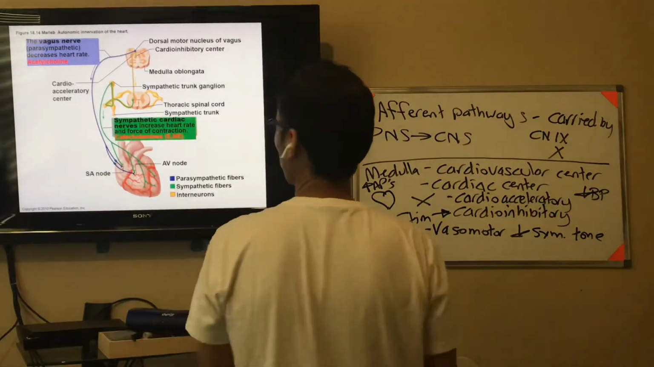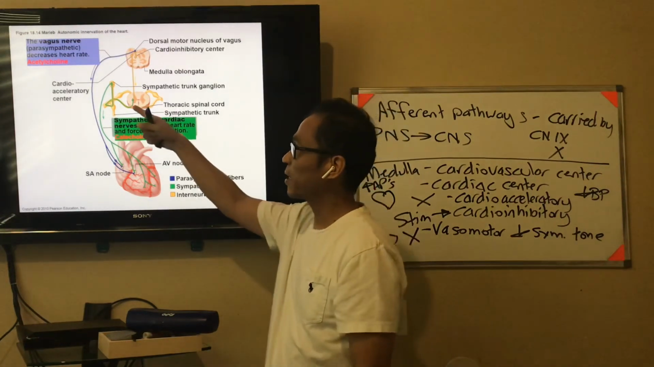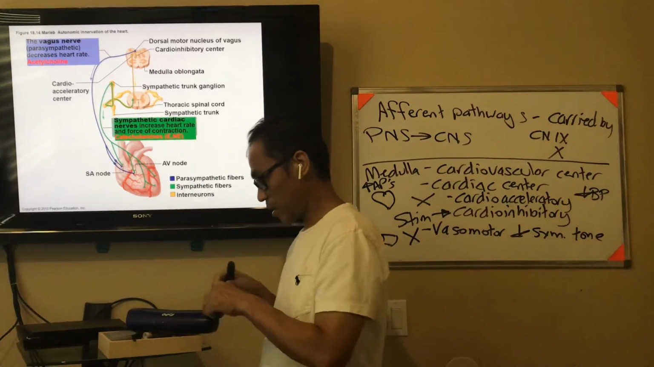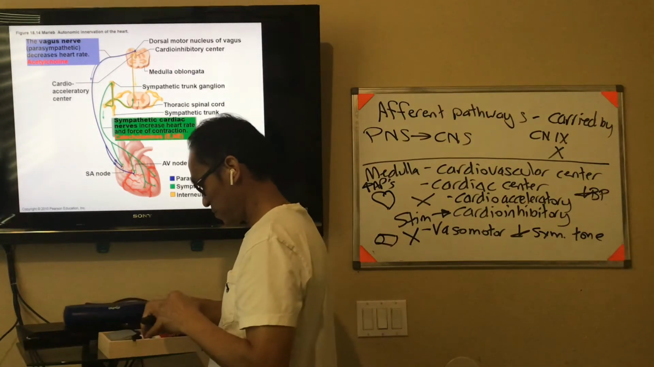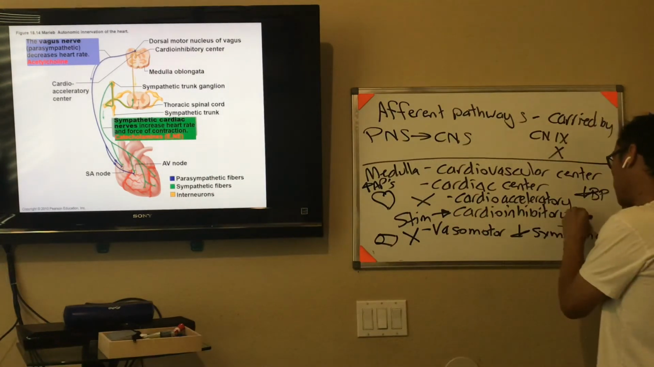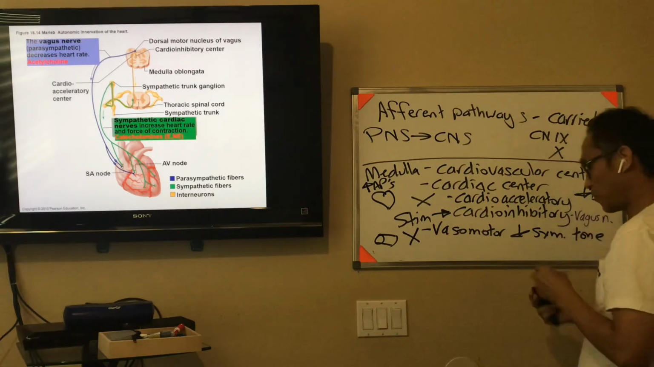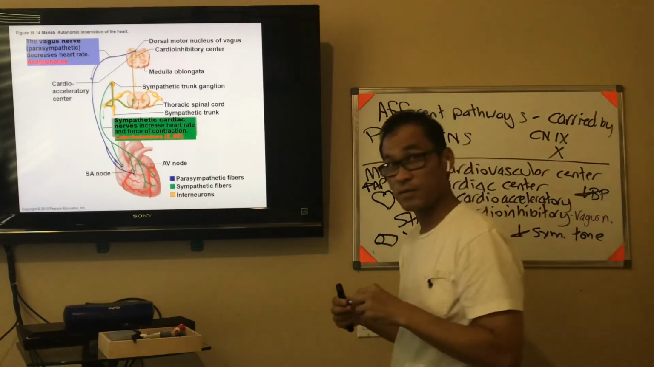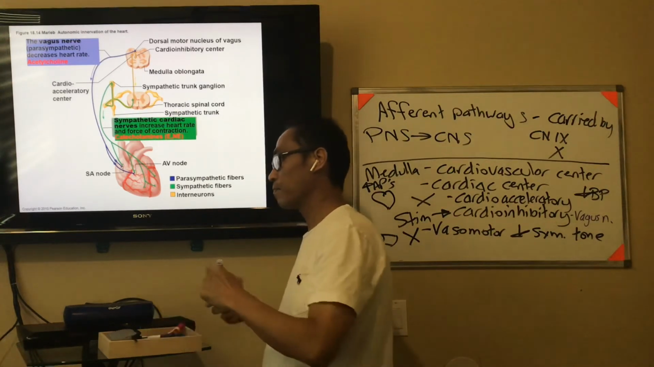So here's a figure showing you the efferents. And here are the sympathetics being inhibited. The efferent here is the vagus nerve to the heart. So for cardioinhibitory, that center will use the vagus nerve. The vagus nerve carries the afferent and the efferent response, cranial nerve 10. Remember, nerves can be mixed.